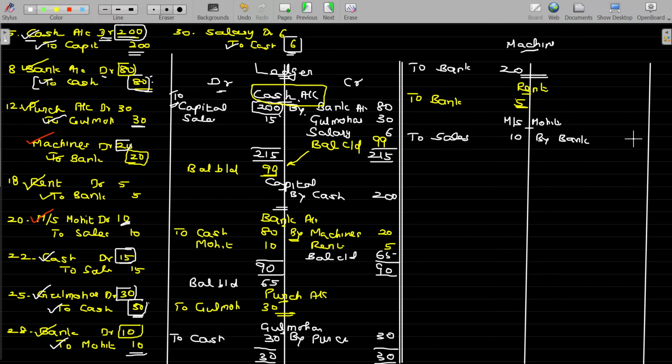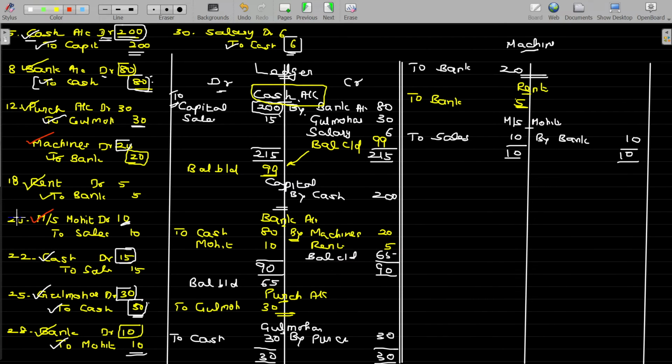So I sold to Mohit on credit, rupees 10. He has to pay me 10. Sometime later he paid. On tallying the debit and credit sides, no more balance is recoverable from Mohit. Closed. You have to close that. So we have closed.